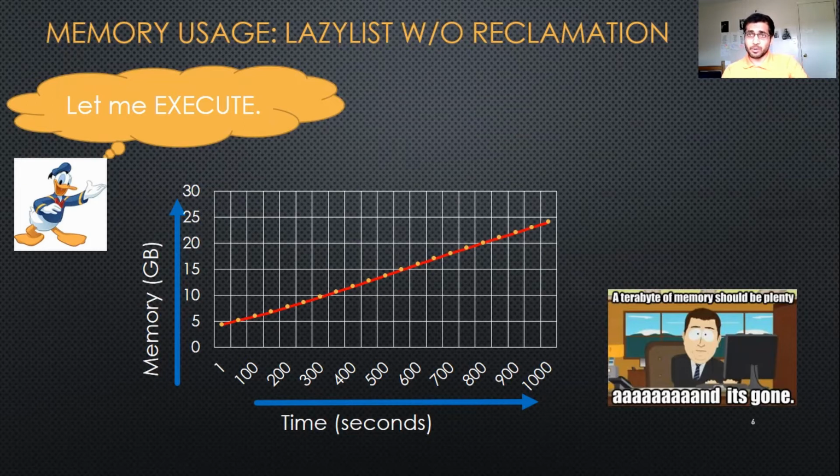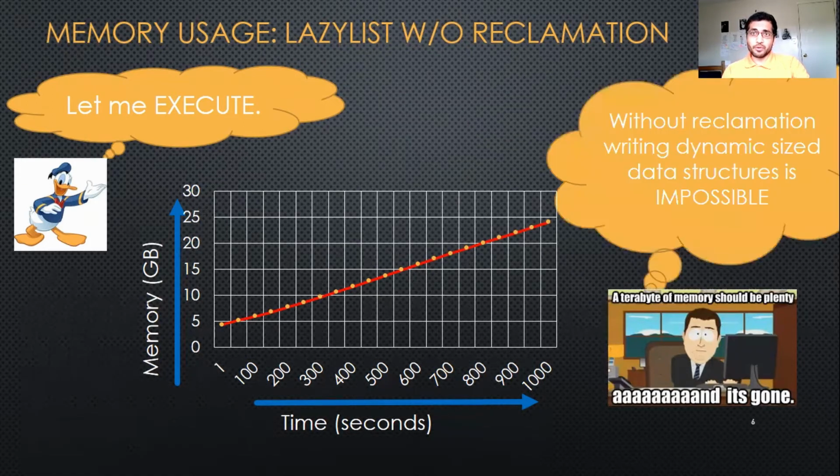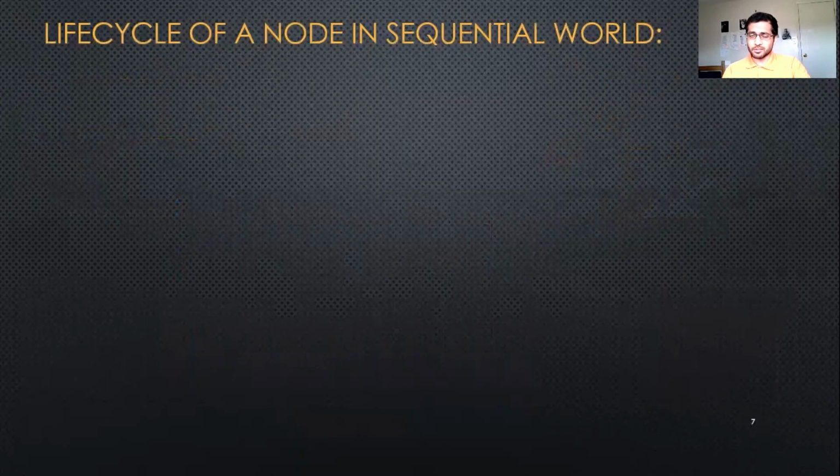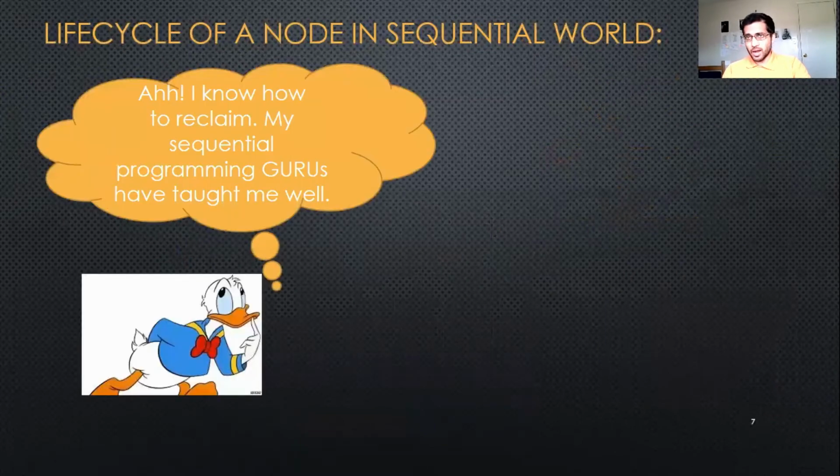So this has a repercussion. That means without any reclamation, it's impossible to design dynamic size data structures. So Mr. Concurrent Programmer realizes this and decides to add reclamation capability to his data structure.